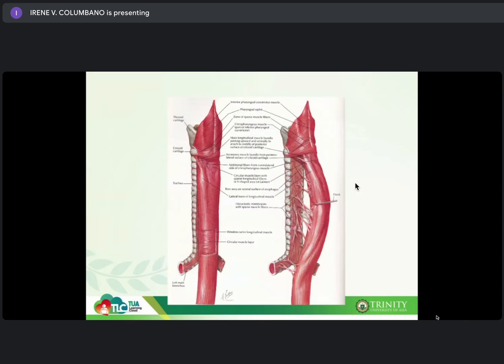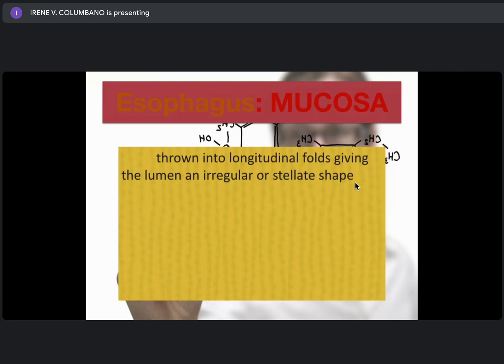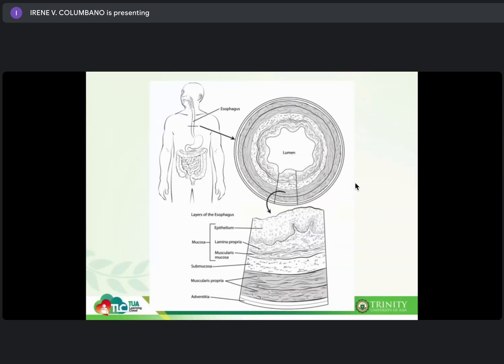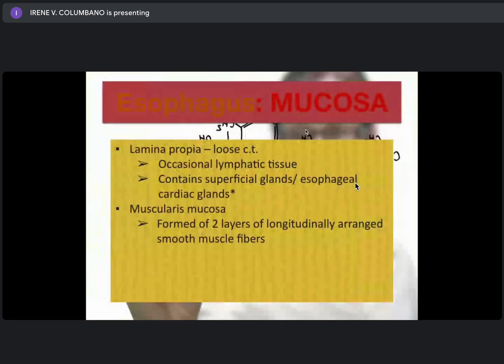Next is the esophagus, sabi nga natin, so may mucosa siya, thrown into longitudinal folds giving the lumen an irregular or stellate shape. Lining epithelium ng esophagus is stratified squamous non-keratinized epithelium. So again, makikita pa rin natin yung 4 na layers. From mucosa, the innermost, followed by submucosa, muscularis, and then adventitia or the serosa. Kasi hollow siya or tube-like structure.